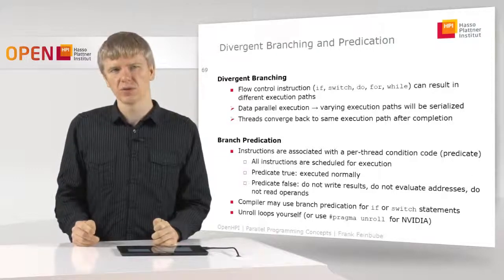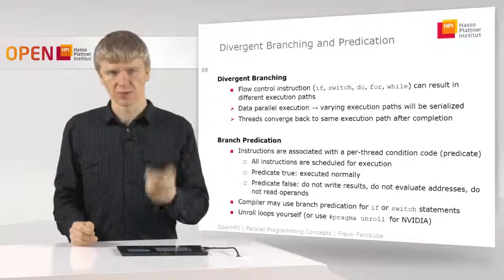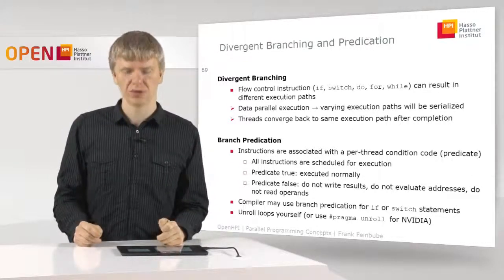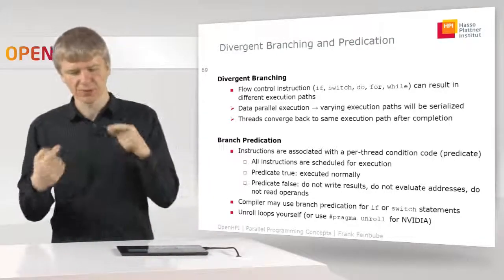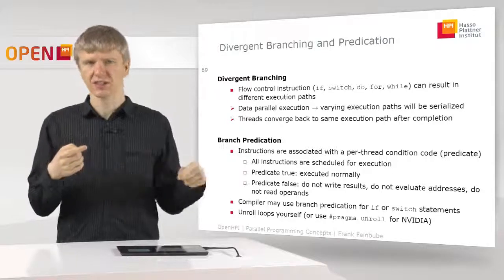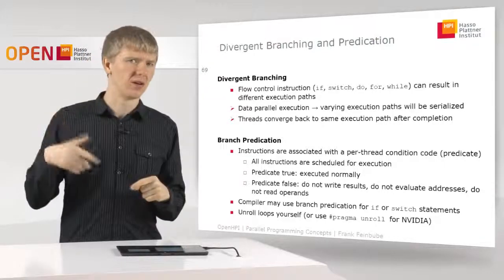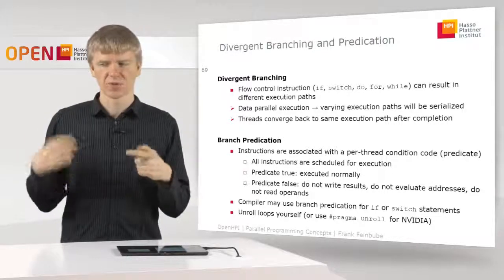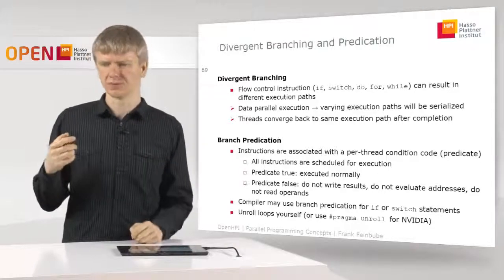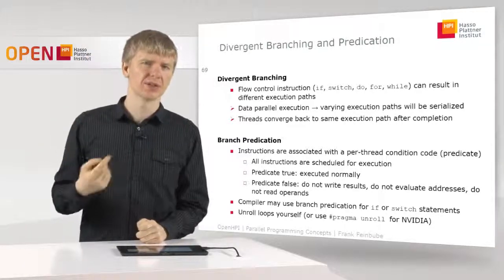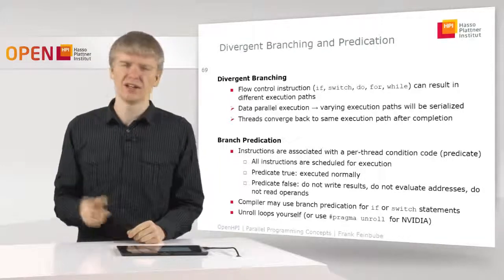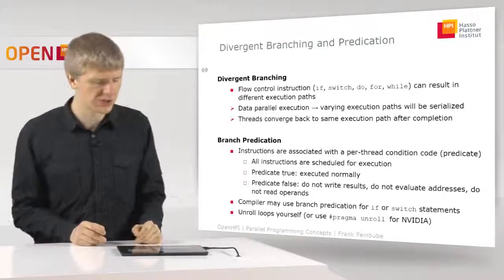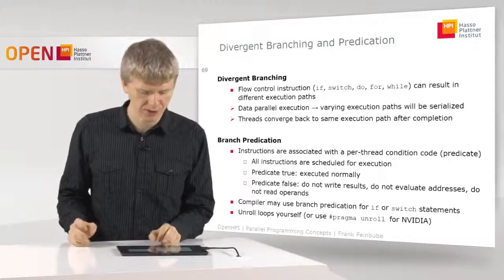Unrolling loops by yourself or using pragma unroll from NVIDIA will help you to reduce problems with loops, where sometimes a thread is really fast exiting the loop and others are longer inside the loop, and also all the managing of the loop variable that is increased all the time. You can get rid of this a little bit by unrolling the loop. So this is usually a good practice to deal with branching.